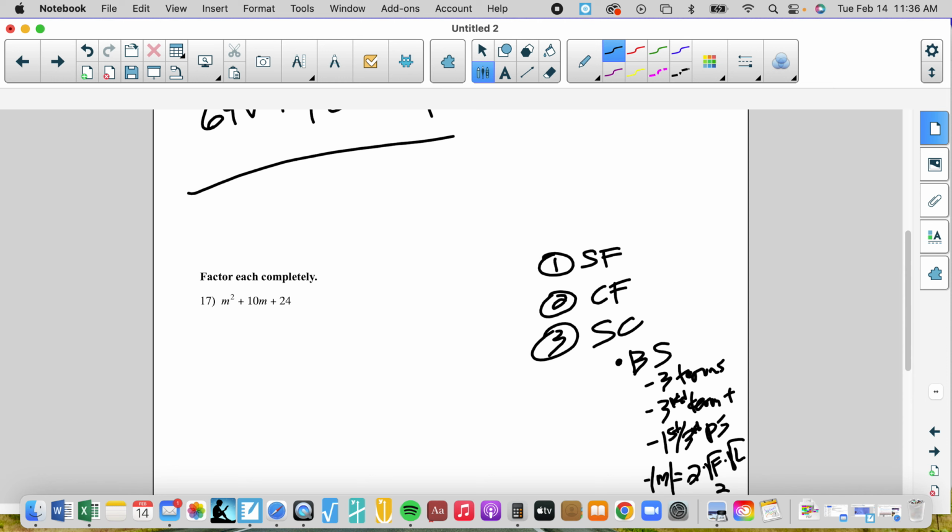So remember that these quadratics are written in this form. The coefficient of x is my b value. The coefficient of x squared is my a value.